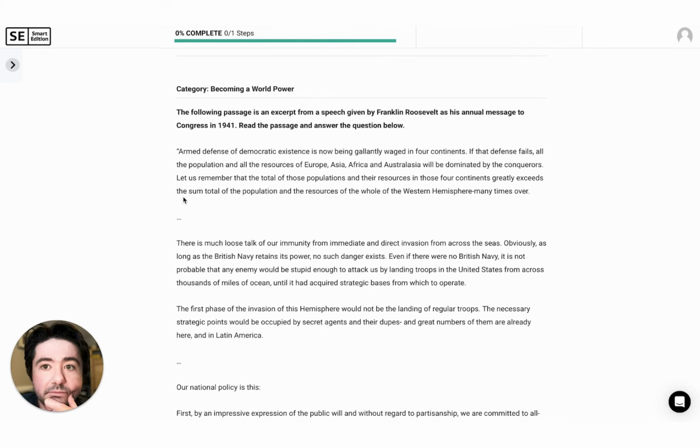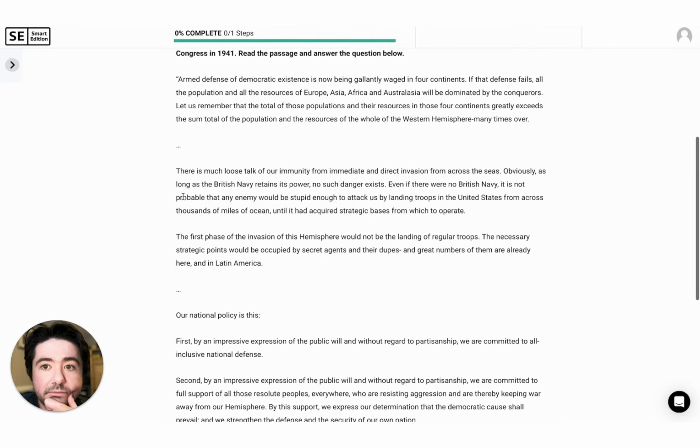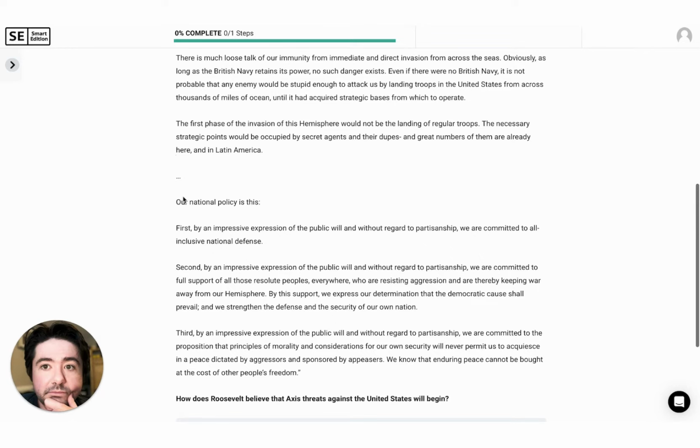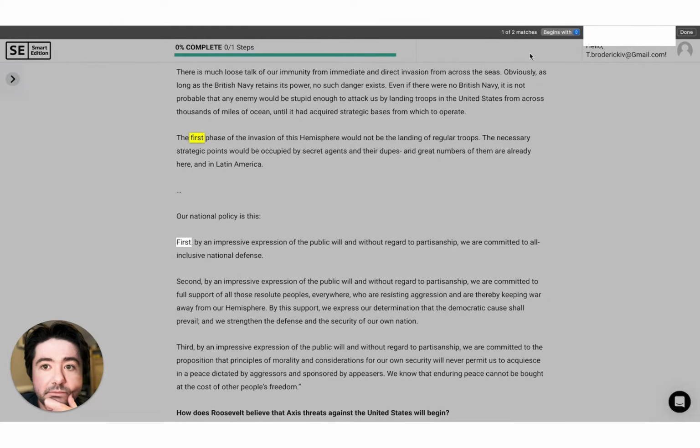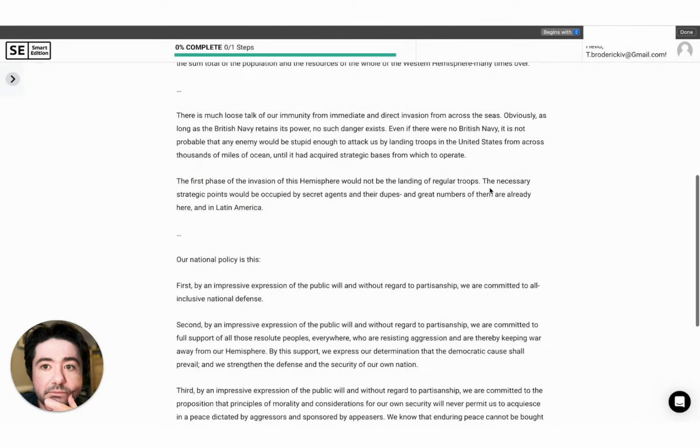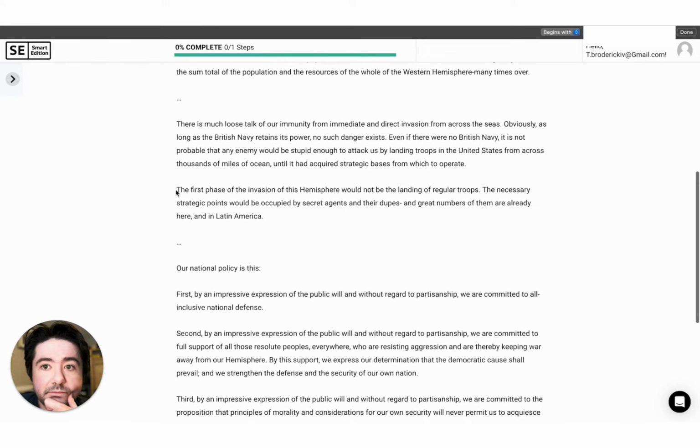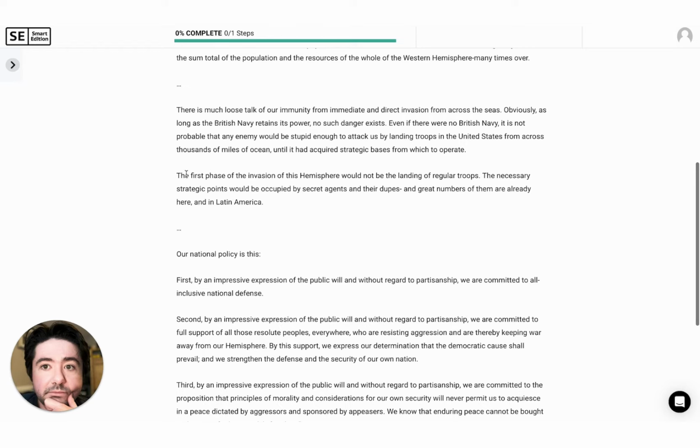And we don't see anything yet about bombing or anything just yet. Let's see. All right. We see here that the first phase of the invasion of this hemisphere would not be the landing of regular troops. Okay, so we can get rid of an answer choice. He's not talking about invasion.